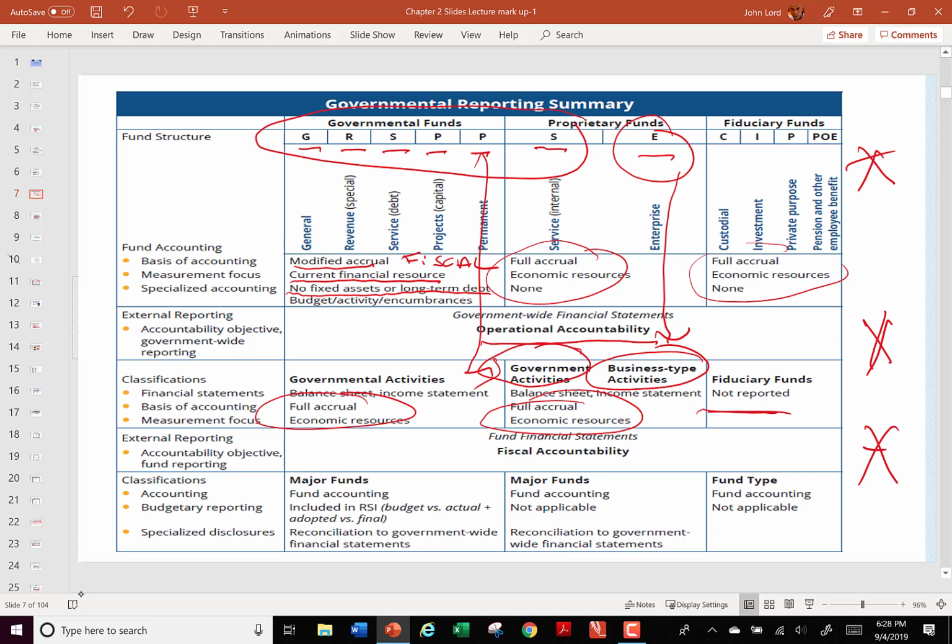Well, the way governments usually get funds is through tax. So if they have tax revenue that they haven't spent yet, then that would be closed out to the fund balance at the end of the year, just like we would close out revenue to retained earnings, right?